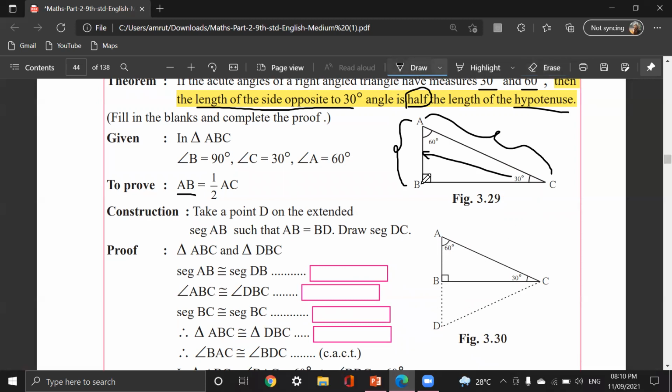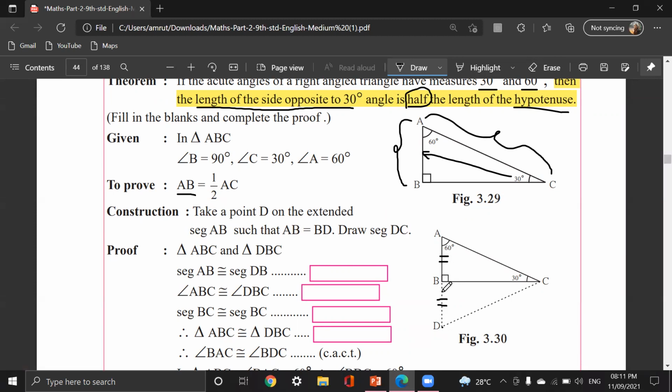I'll just give an example. If AB is 3 centimeter, BD should also be 3 centimeter, so that AB is equal to BD. I'll give the same symbol so that you know that AB is equal to BD. So take a point D on the extended segment AB, such that AB is equal to BD. That's why I have denoted them with the same symbol. AB अगर 3 centimeter है तो BD भी 3 centimeter है.